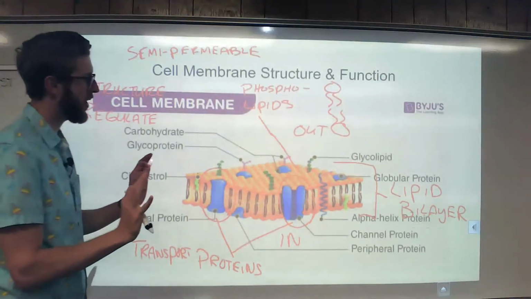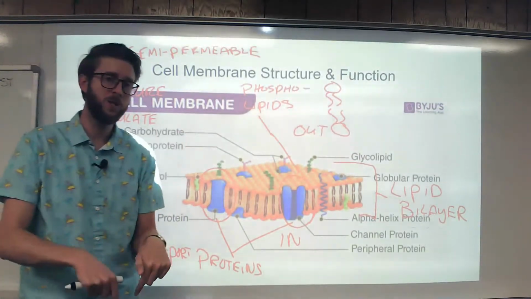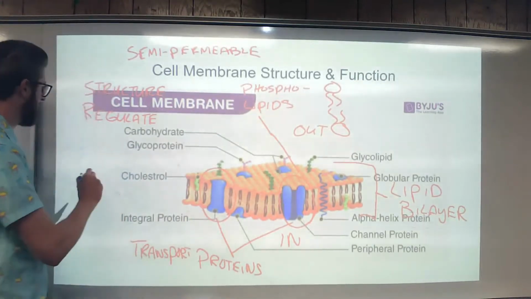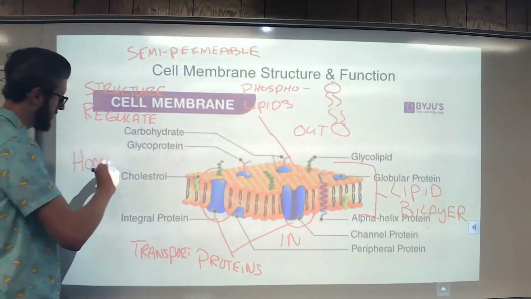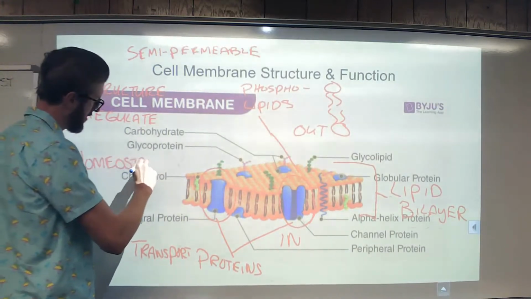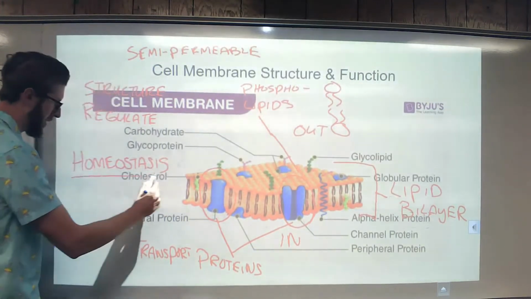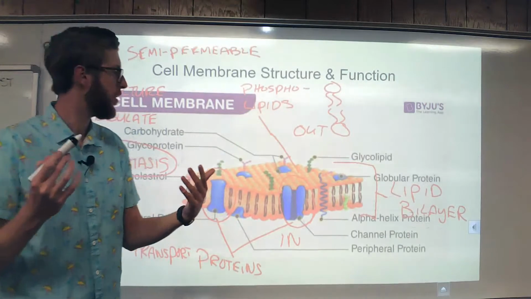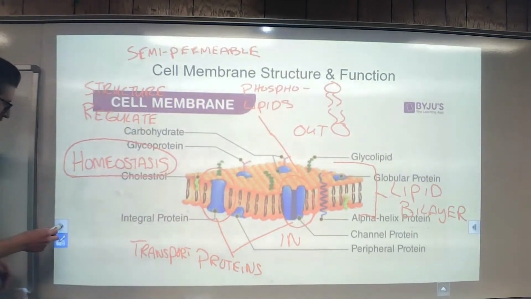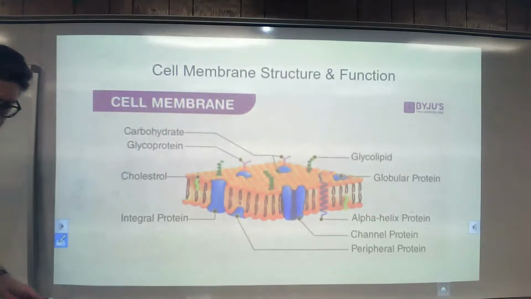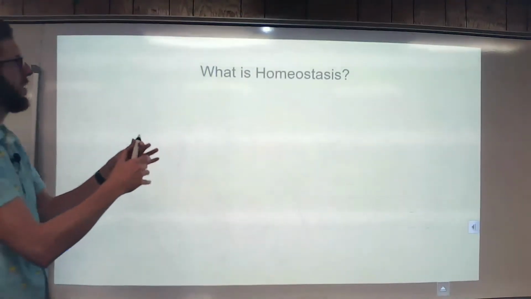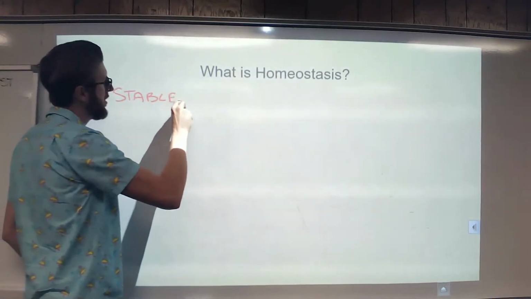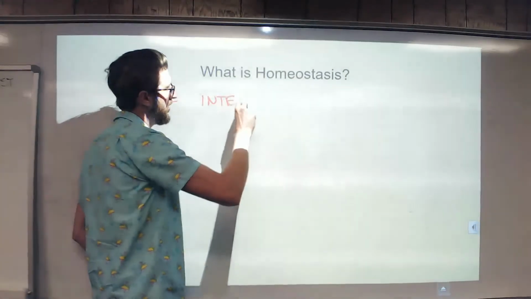The main reason why the cell membrane wants to control what goes in the cell and what comes out of the cell is because it wants to maintain something that we call homeostasis. This is a really important thing that we're about to talk about. So, what is homeostasis? Well, let's find out. Homeostasis is a stable internal environment.